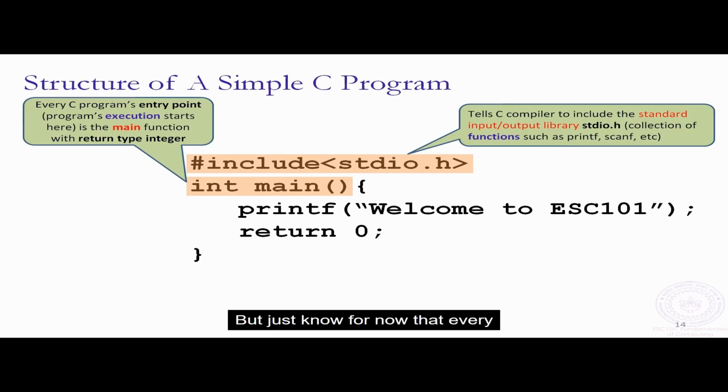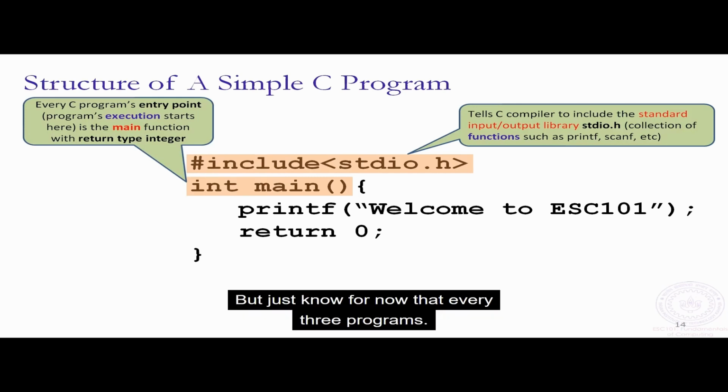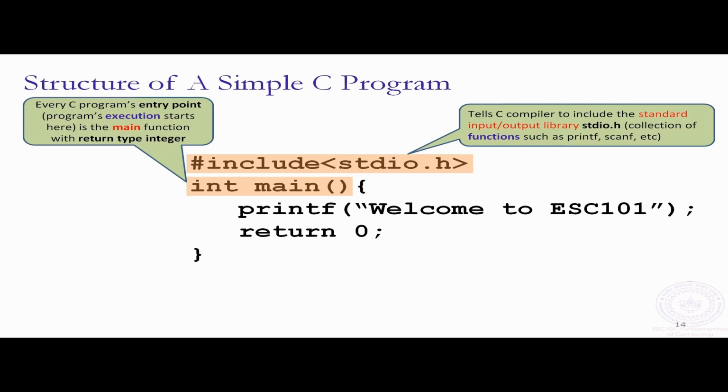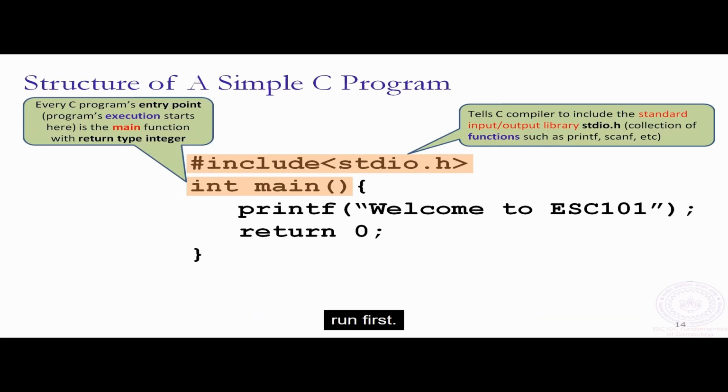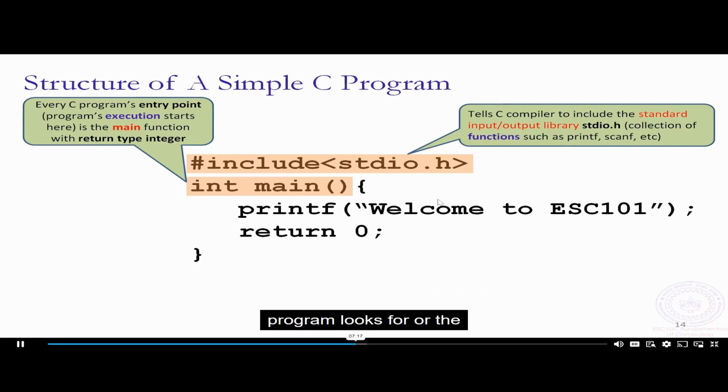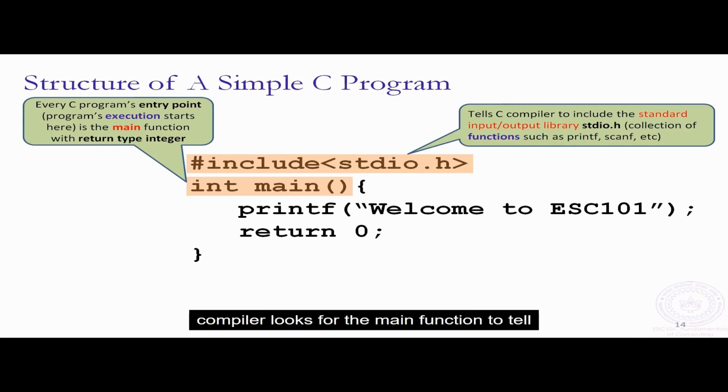But just know for now that every C program's entry point, where the execution of the program starts, the part of your code that the machine will try to run first, is the main function. So the compiler looks for the main function to tell the machine, here is where the execution of the code has to start. It looks for the keyword main.